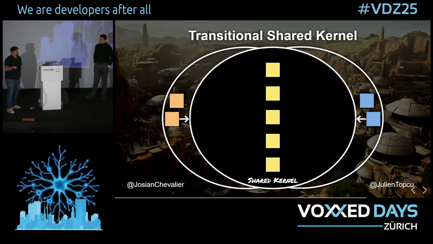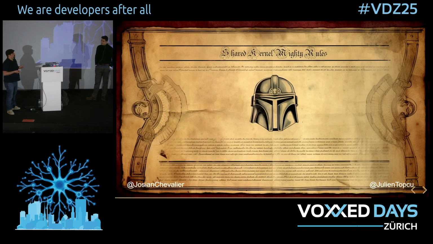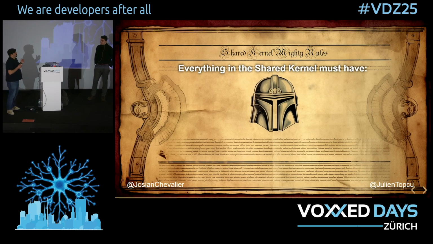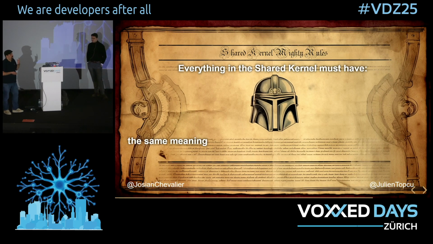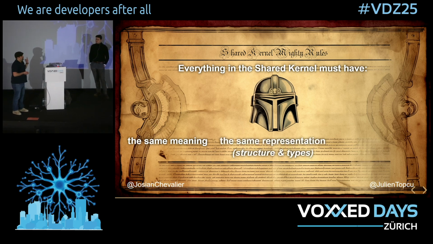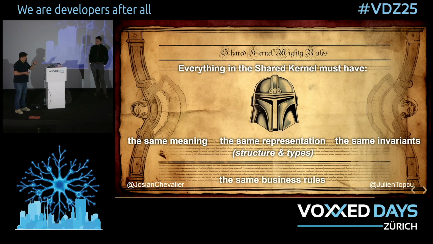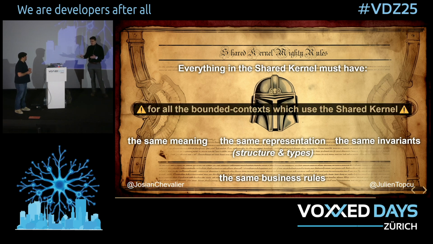But the thing is, the shared kernel is not a common library, right, or common package. Here you only put business concepts. But there are also some rules to follow. Everything inside the shared kernel must have exactly the same meaning, functional meaning, the same representation regarding structure and types, the same invariants, business logic that are always true, and the business rules. And this must be true for every single bounded context that shares this shared kernel. Bounded context can be a service, it can be a module, etc.